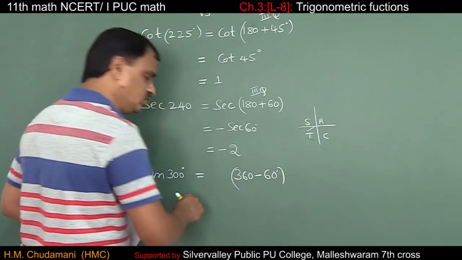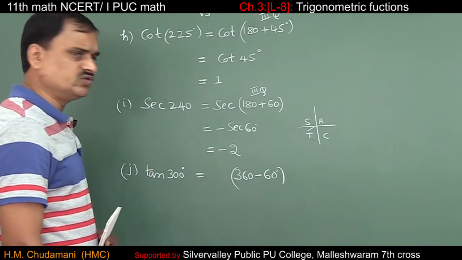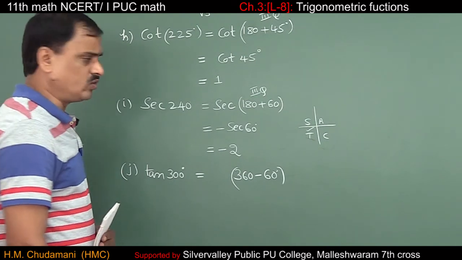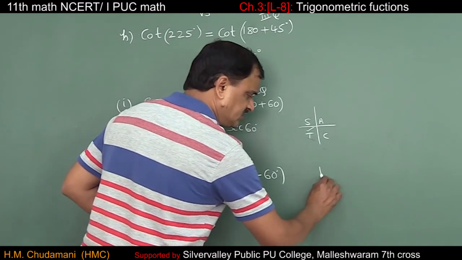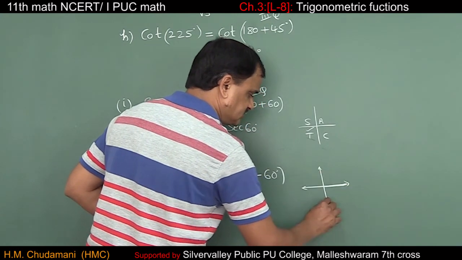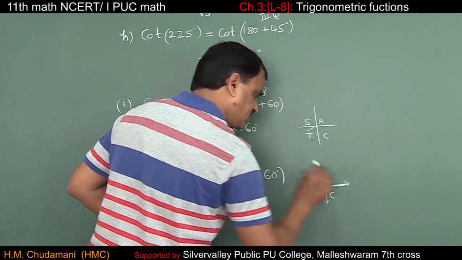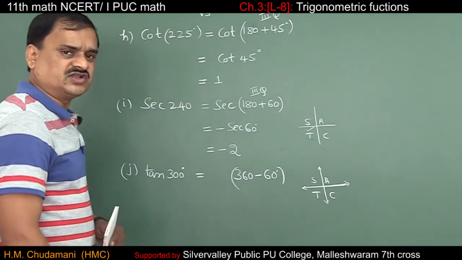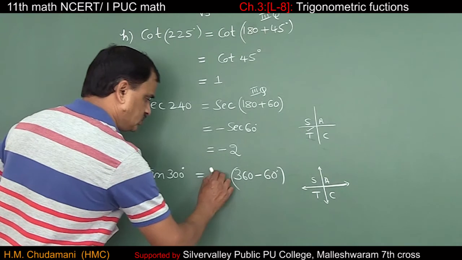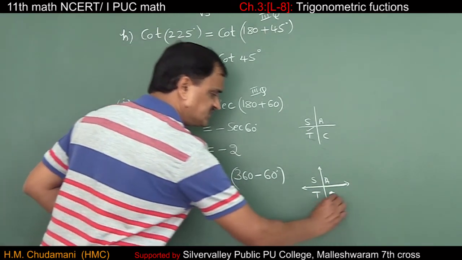Of course, you can also write it as 270 plus something, 270 plus 30, which lies in the same quadrant. But the trigonometric function changes when it is 270 degree. That's why I am taking even multiples of 90, that is 180 and 360. So tan of 300 can be written as tan of 360 minus theta.